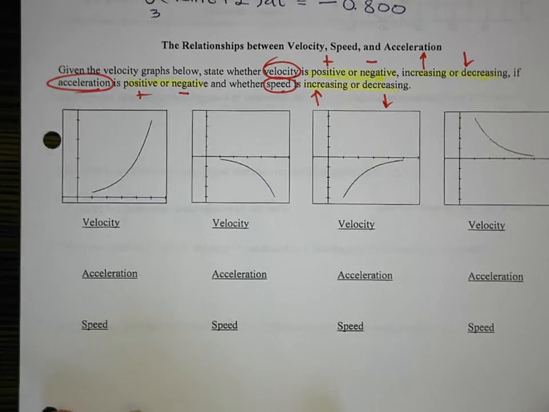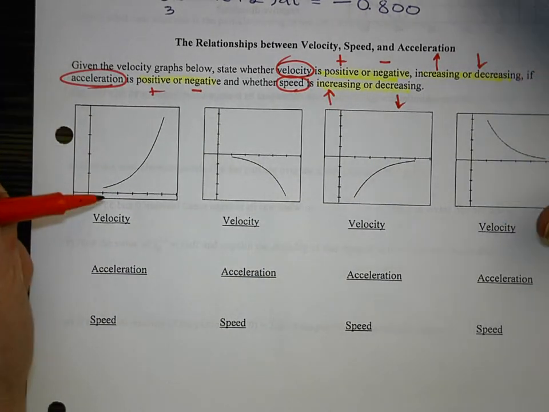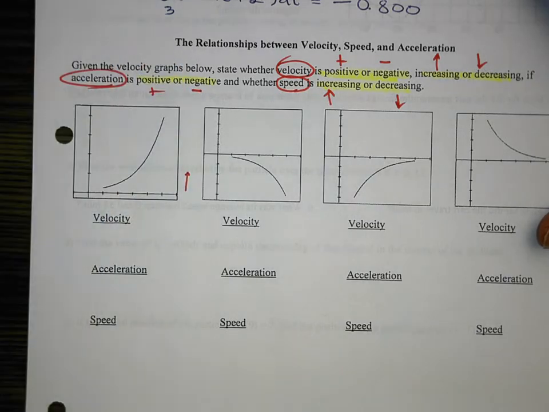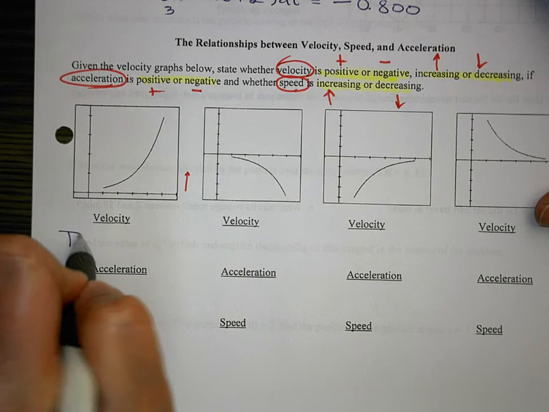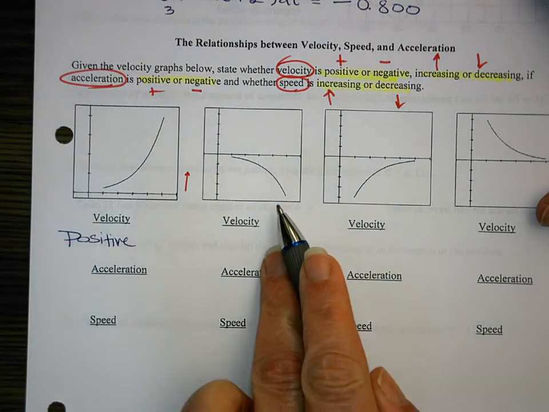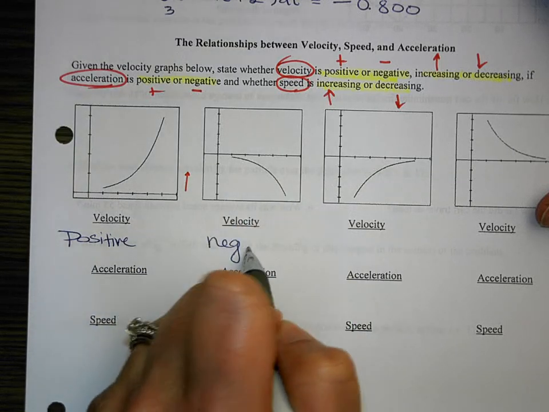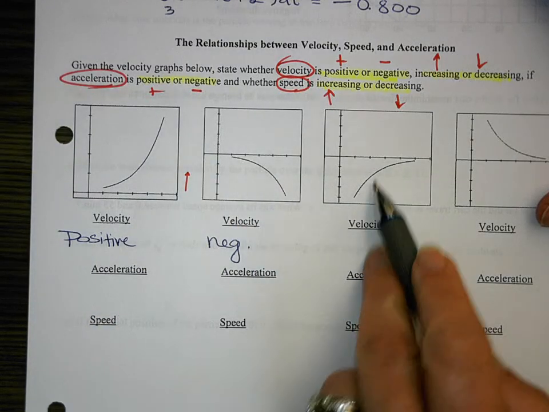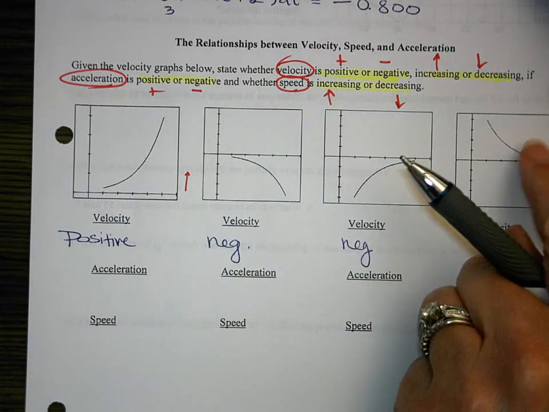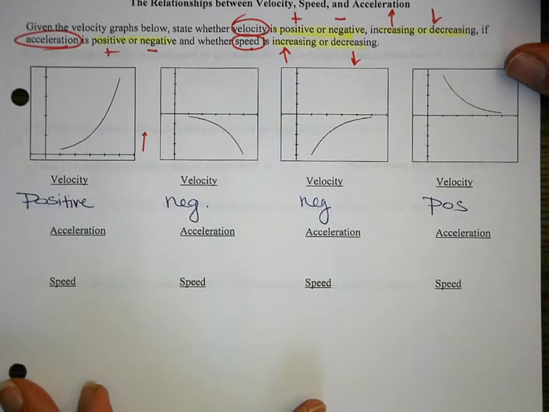Okay, so velocity graphs. Because it is above the x-axis, that means velocity is positive, right? This graph here, velocity is below the x-axis, so it would be negative. Velocity is below the x-axis, so negative. Velocity is above the x-axis, so positive, right? So that would be our signs for velocity, positive, negative.